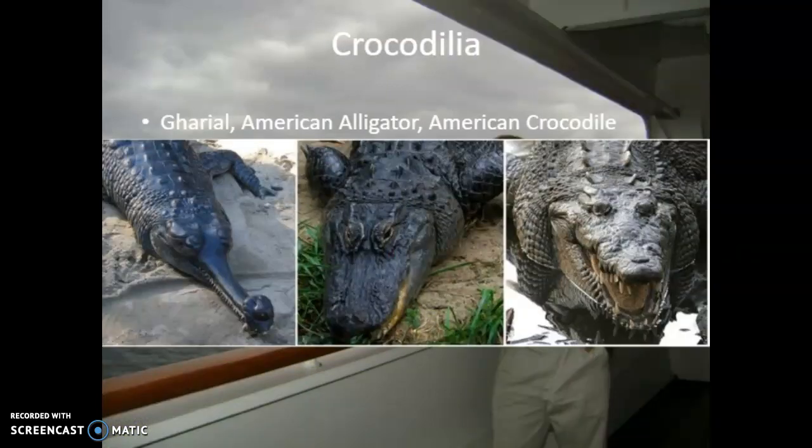Next, you have your Crocodilia. So this includes your gharials, which are these alligator-looking things with really narrow noses. Your American alligators, your American crocodiles, and other crocodiles from all over the world, such as the Nile crocodile, the saltwater crocodile, etc.